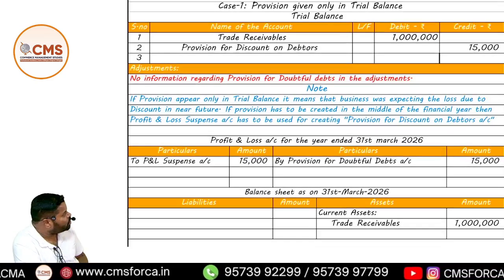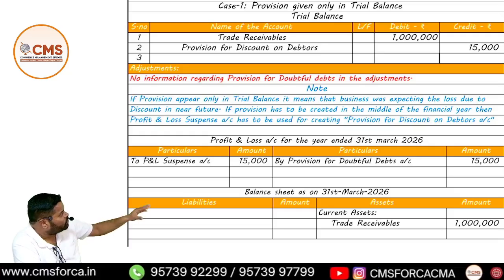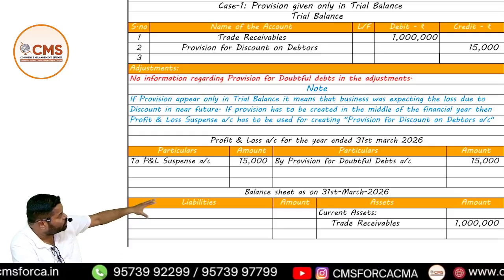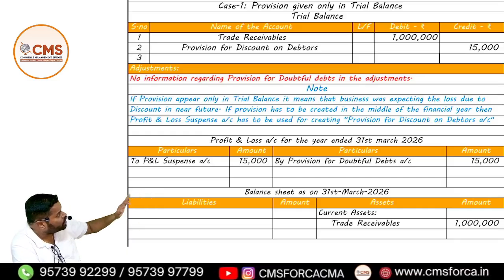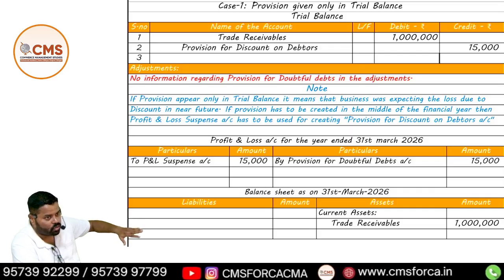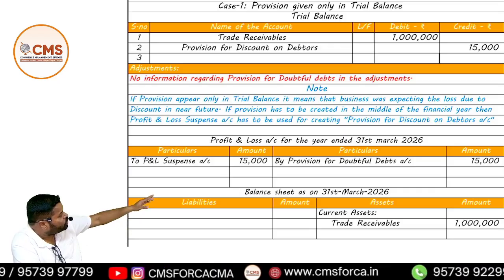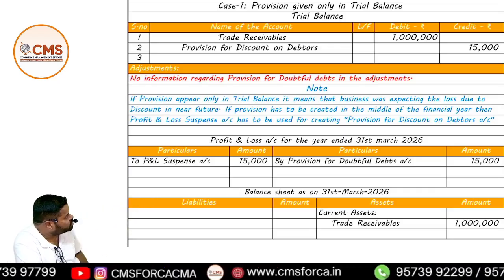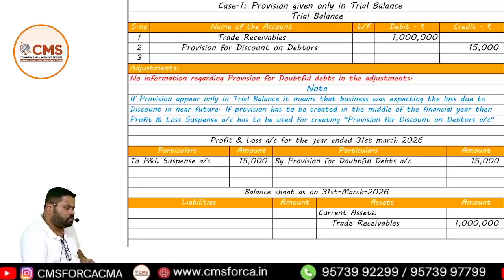Trade receivables are how much? 10 lakhs there. When I converted that in iLovePDF, I don't know why it is taking the million style, like American style. I've kept the comma after the first zero, but still it is moving. So 10 lakhs here. Provision for discount on debtors is 15,000. So what is the meaning of this 15,000?